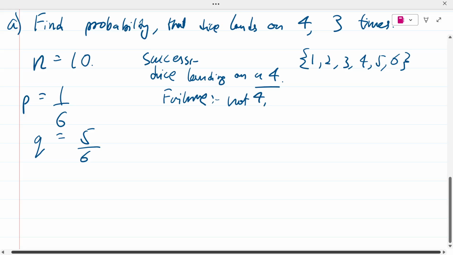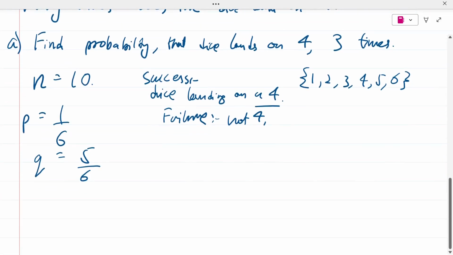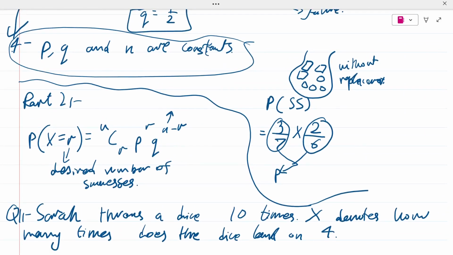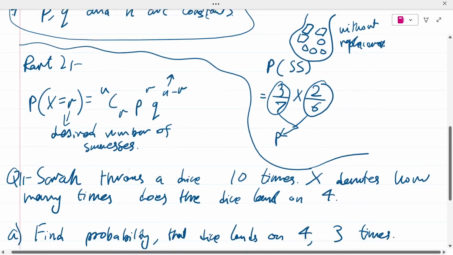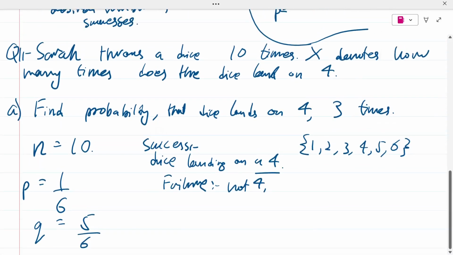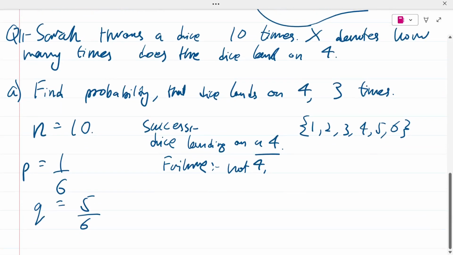Can I finally say, securely say, peacefully say that this is a binomial distribution? No, I can't. Why? Because we still haven't checked the fourth one. Are P, Q, and N constants? Yes, they are constant. Because regardless of how many times you throw a dice, the probability of the dice landing on a 4 is going to remain the same, right? The P does not change. And if P doesn't change, then Q, which depends on P, doesn't change, and N isn't changing. Why? Because they've told us that she's going to be throwing the dice 10 times, right?